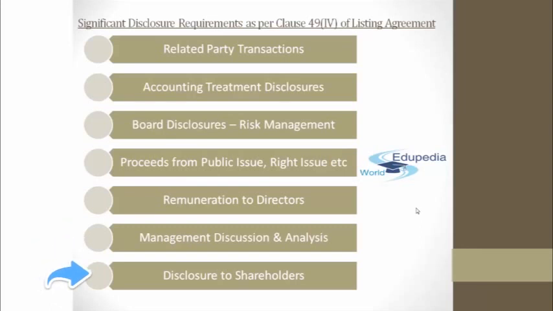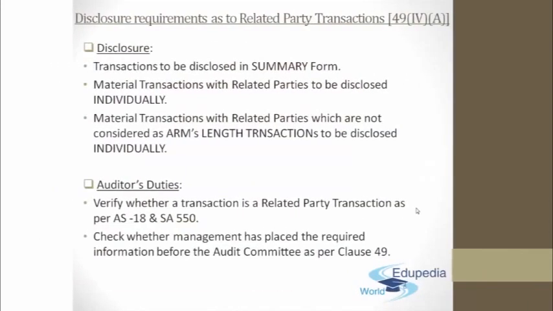Let's start understanding what these significant disclosure requirements say, one after the other. First thing first comes, as always, related party transactions. What are the disclosure requirements for related party transactions? That would be covered under clause 49 subclause 4 A. So let's come towards the disclosure point first of all.